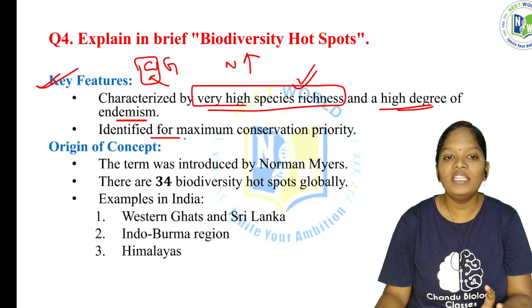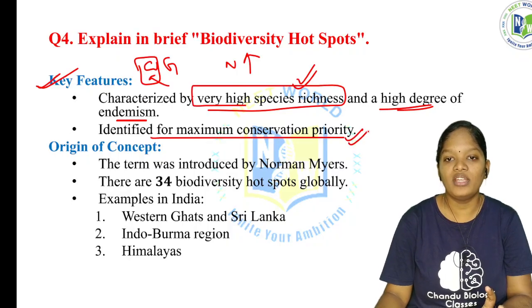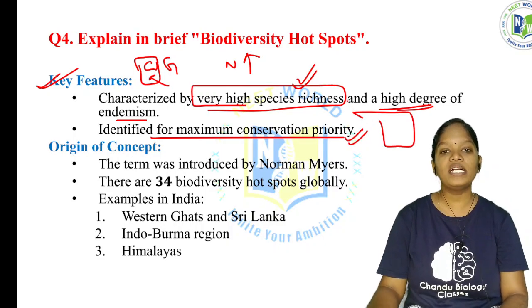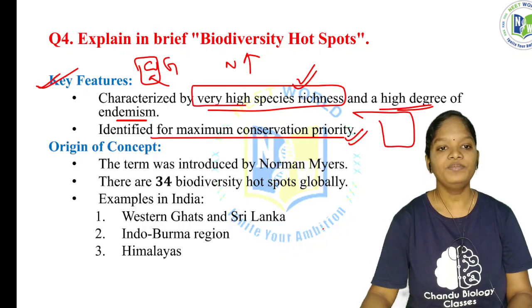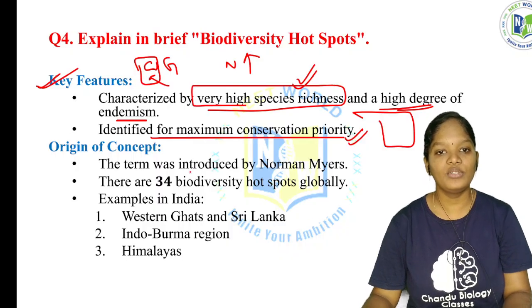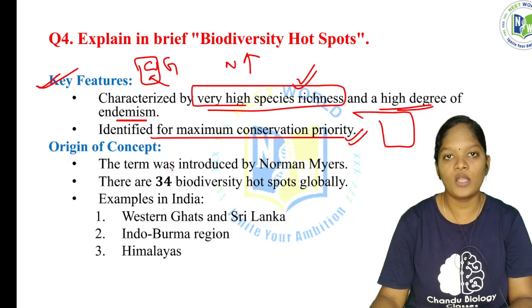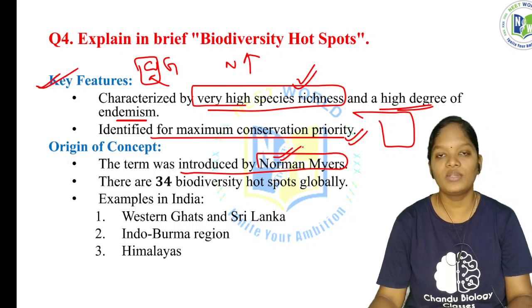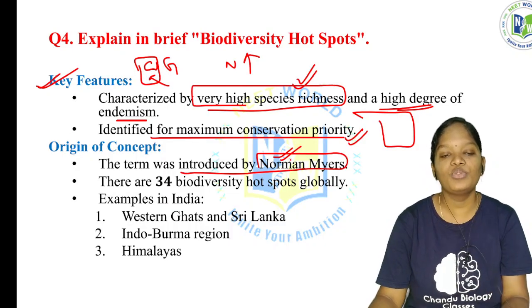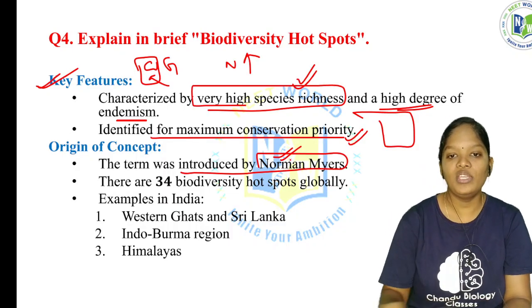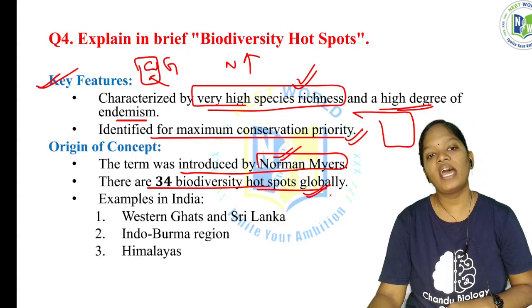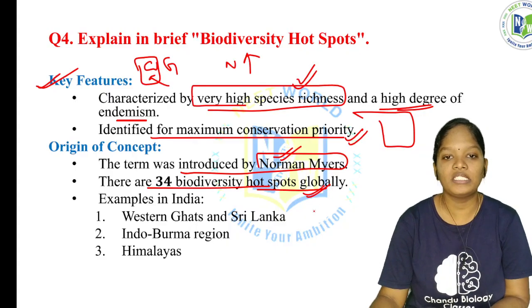Okay, it is identified as a major conservation priority. So we need to conserve this very fast. So that is what a conservation priority is. Okay, the original concept: the biodiversity hotspot was initially introduced by Norman Myers. Norman Myers is the one who introduced the concept of biodiversity hotspots. Now there are 34 biodiversity hotspots globally.